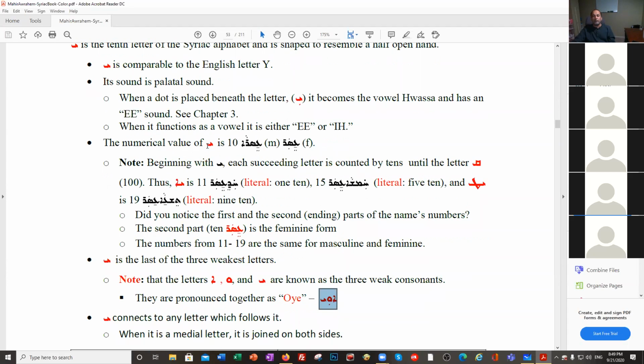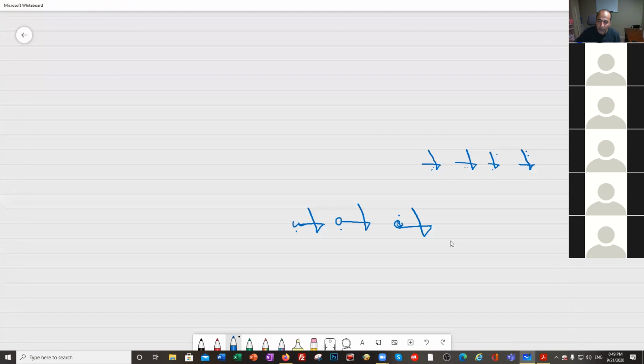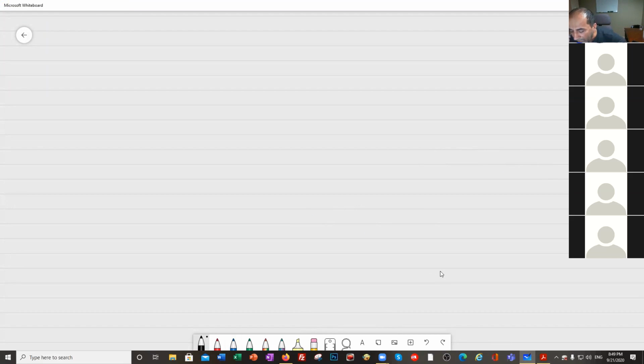Numeric value for Yod is 10. Usra for male, Isser for female. Now I have to change, and I'm going to show you that because we have learned this letter. By learning 10, Yod, numeric value, automatically I'm gonna learn up to 19. We're gonna cover the names of 11 to 19 in chapter 4.